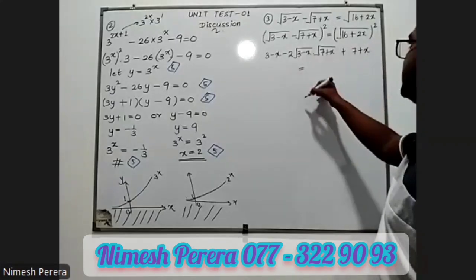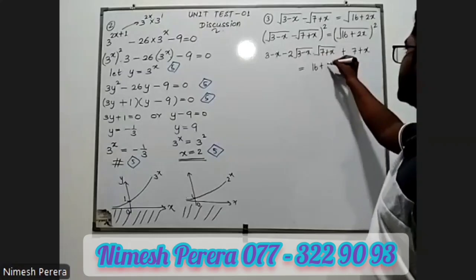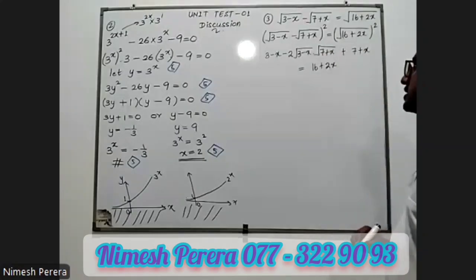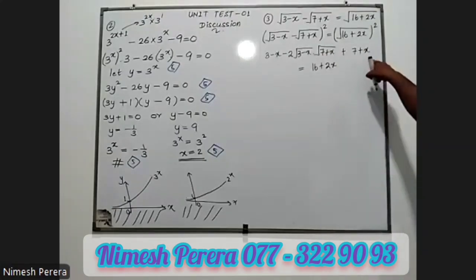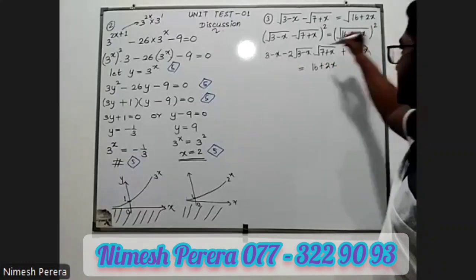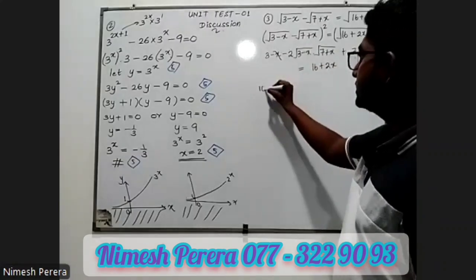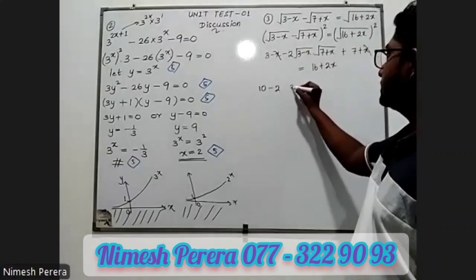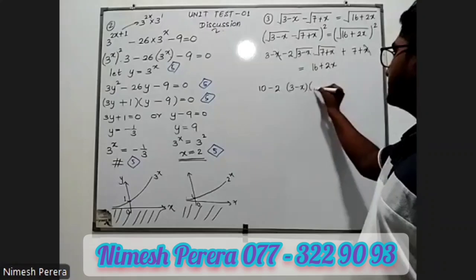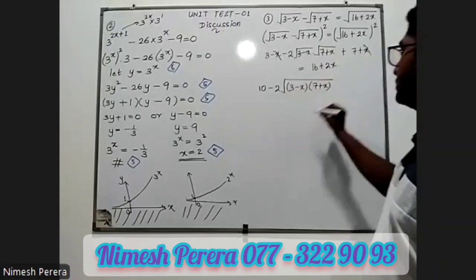That is equal to, square of this means the square root gets cancelled, you have only 16 plus 2x. Now you can simplify these two with these two terms. Minus x plus x get cancelled. Then 3 plus 7 is 10. Now I can write the product of these two square roots inside a common square root.